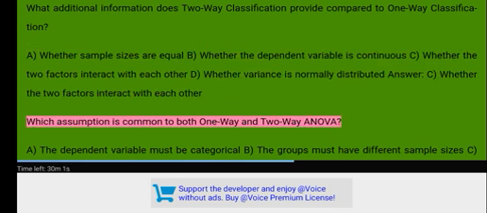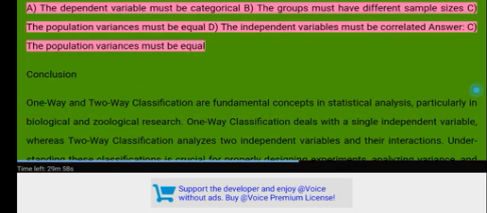Which assumption is common to both one-way and two-way ANOVA? A. The dependent variable must be categorical. B. The groups must have different sample sizes. C. The population variances must be equal. D. The independent variables must be correlated. Answer. C. The population variances must be equal.